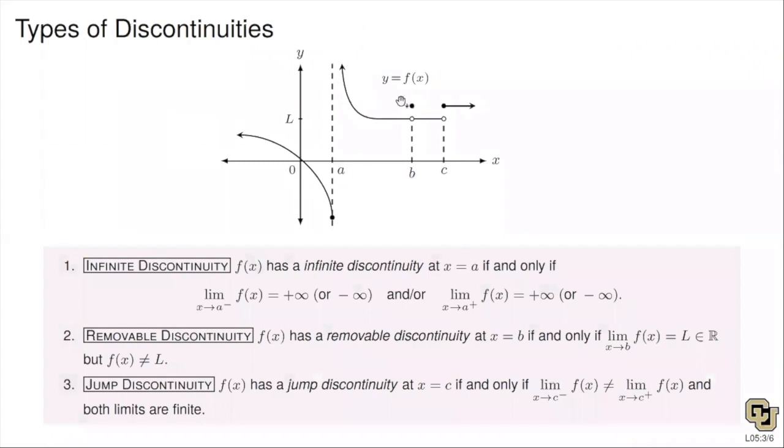We also talked about types of discontinuities. Basically, anytime the limit definition is violated, then we don't have continuity.